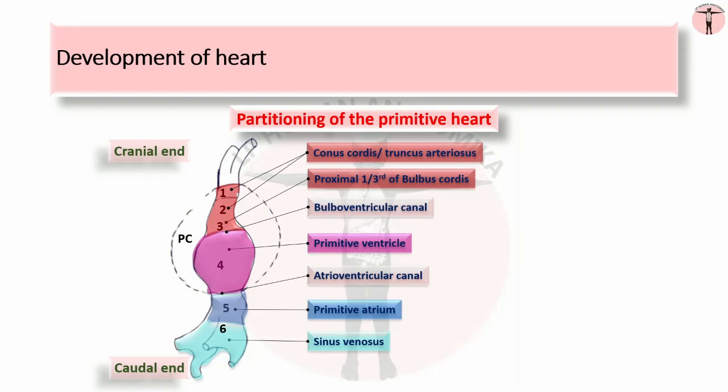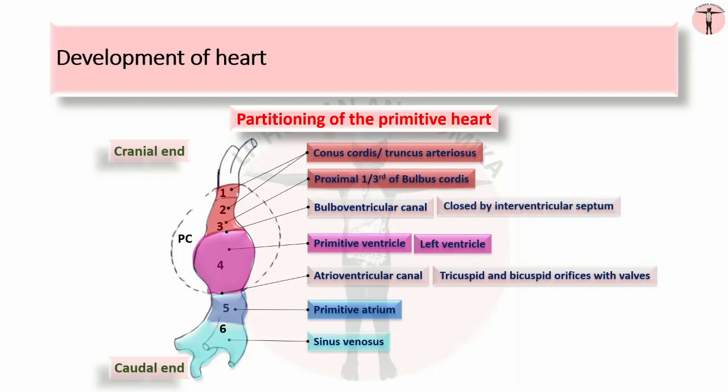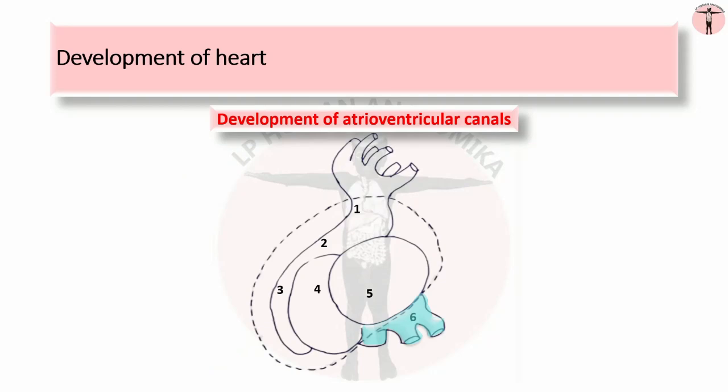The atrioventricular canal divides into tricuspid and bicuspid orifices with respective valves. Primitive ventricle develops into left ventricle. Bulboventricular canal is closed by the development of the interventricular septum. Proximal 1/3 of bulbus cordis gives rise to the right ventricle. The conus cordis and truncus arteriosus give rise to the pulmonary trunk and aorta. Let us start with the septum formation in the atrioventricular canal.